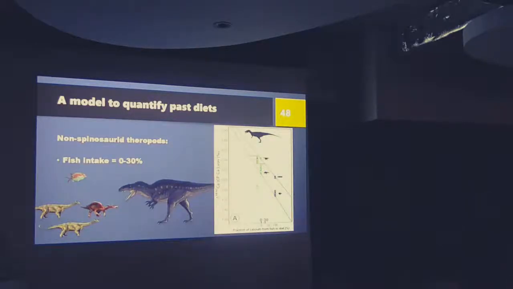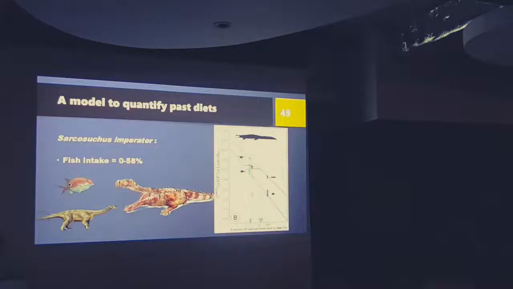Taking these predators one by one, we can see that the fish intake we can estimate for non-spinosaurid theropods was between 0 and 30%. That means that these predators foraged mostly on terrestrial prey, so on herbivorous dinosaurs. If we look at Sarcosuchus imperator, the fraction of fish is a bit different, because it is between 0 and 58% of fish. So it's likely that Sarcosuchus imperator had a more mixed diet between terrestrial prey and fish prey.